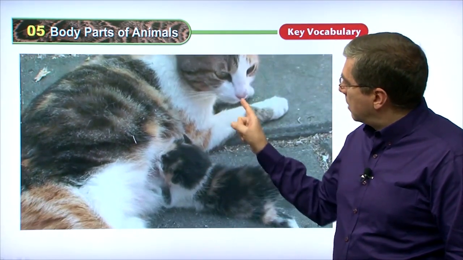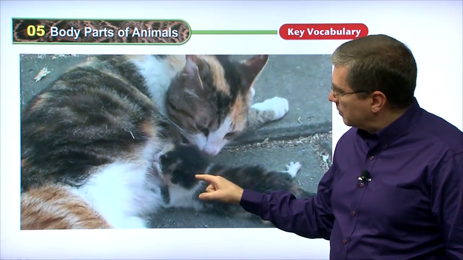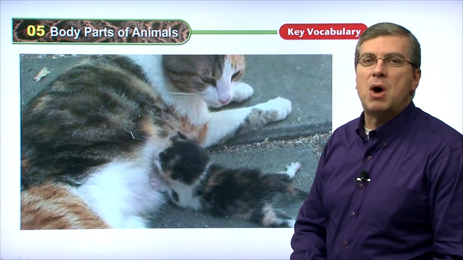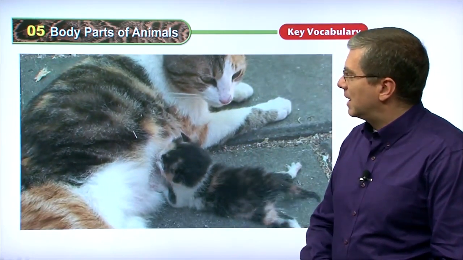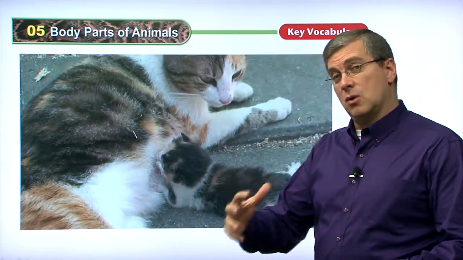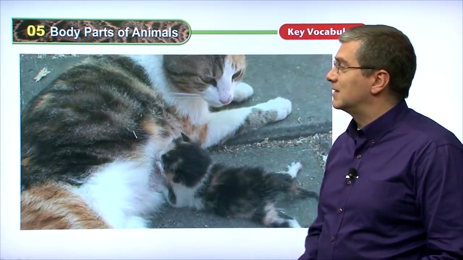As you can see, mom is just sitting there, and the little baby kitten is taking the milk. Well, that's a very nice mom, right? She's licking her baby, making sure that she's comfortable and she's getting enough food to grow into a big cat. Okay, so that's an example of to feed.